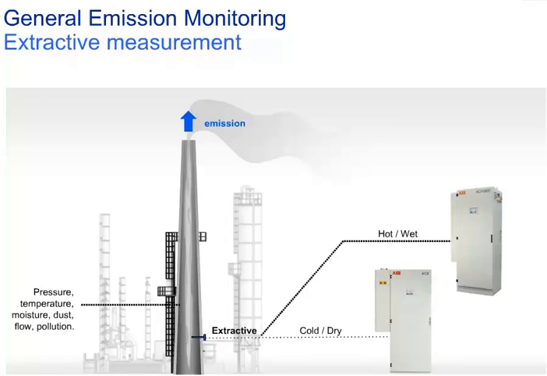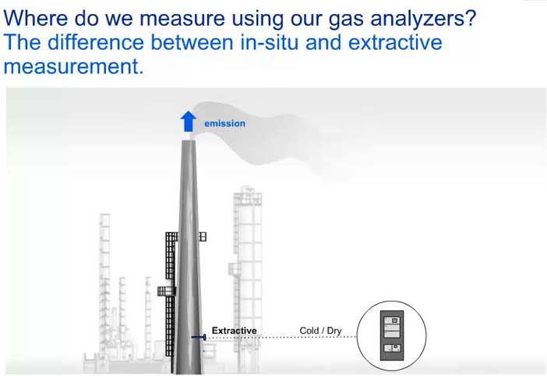Extractive measurement is a method where the process gas is extracted from the stack. It's transported to a sampling system and is measured in fixed physical conditions. The measurement is not affected by changing the process conditions. We have cold gas analyzers, which can only operate with dry gases, so-called cold-dry analyzers. And we have hot gas analyzers, which can operate with hot and wet gases, so-called hot-wet analyzers.